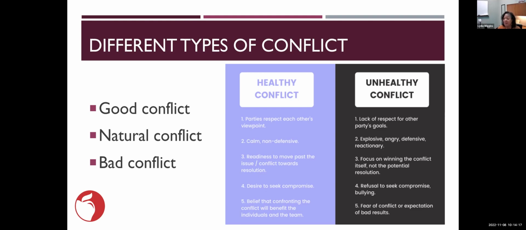How many of you have ever been in a conflict with someone and the only thing they did was keep talking over you? Yeah, okay. They wanted you to move on, but they never understood or took the time to hear what you had to say, which was totally disrespectful, but it's an unhealthy form of conflict. And so again, the 3 types of conflict are those good conflicts, the natural, and the bad.